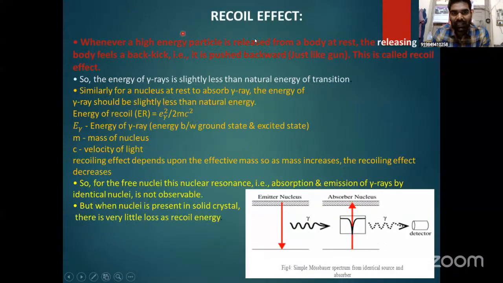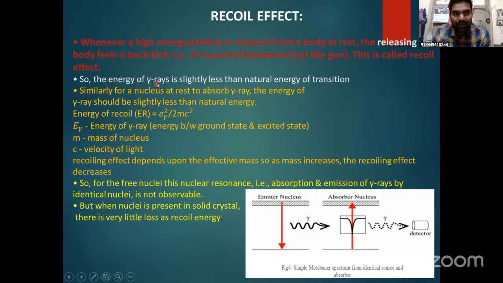Whenever a high energy particle is released from a body at rest, the releasing body feels like a back kick, that is, pushed backward just like a gun. This is called the recoil effect, isn't it? I have just given the example of the gun. In that manner, whenever an atom releases a high energy particle, it kicks back. That is what they are trying to say.